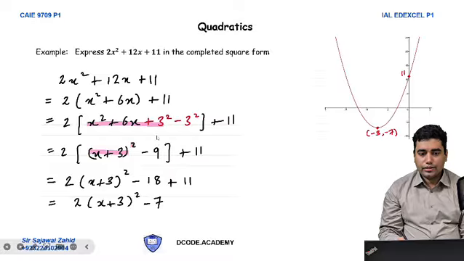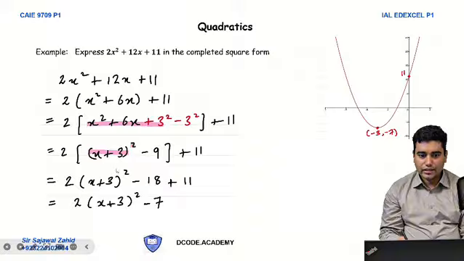The next step is to divide the coefficient of x by 2. Half of 6 is 3. Add its square, subtract its square. So you will always halve the coefficient of x, then add the square of that number and also subtract the square of that number. Then the first three terms become a complete square. If you have x squared plus 6x, it becomes x plus 3 whole squared. If you have x squared minus 6x, it becomes x minus 3 whole squared.